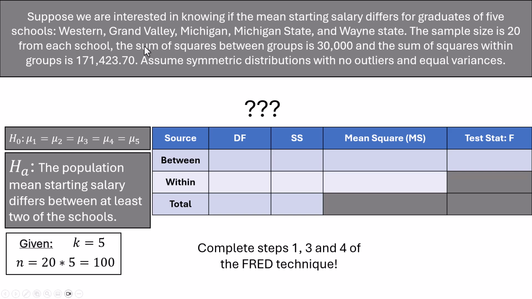So they tell us the sum of squares between is 30,000, and the sum of squares within is 171,423.7, which means we can find the sum of squares total by adding those two together. It's not actually necessary. We don't really need this number for anything, but just to complete the table, we could add those two together. We can also find the degrees of freedom between, which is k minus 1, or 5 minus 1, which is 4. The degrees of freedom within, which is n minus k, or 100 minus 5, which is 95. And finally, the degrees of freedom total, which is n minus 1, or 100 minus 1, which is 99. And also, we should check that 4 plus 95 does indeed equal 99.